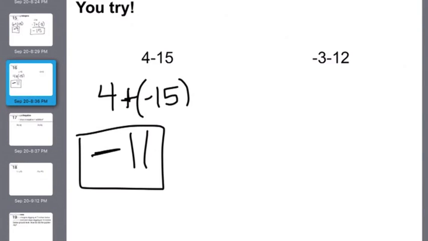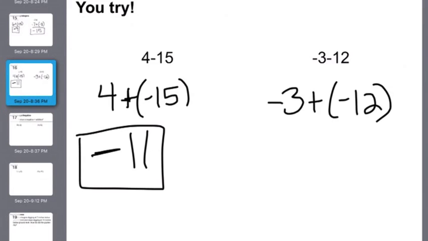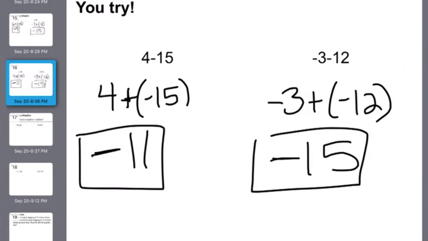Then we have negative 3 minus 12. We're going to turn that into negative 3 plus negative 12. When you're adding the same symbols, your answer is going to be that symbol. And then 12 plus 3 is 15. So our answer is negative 15.